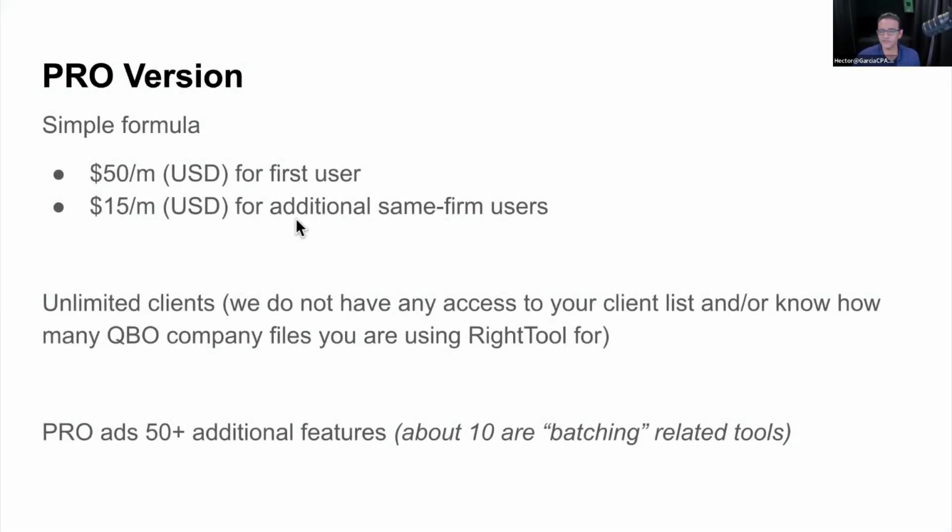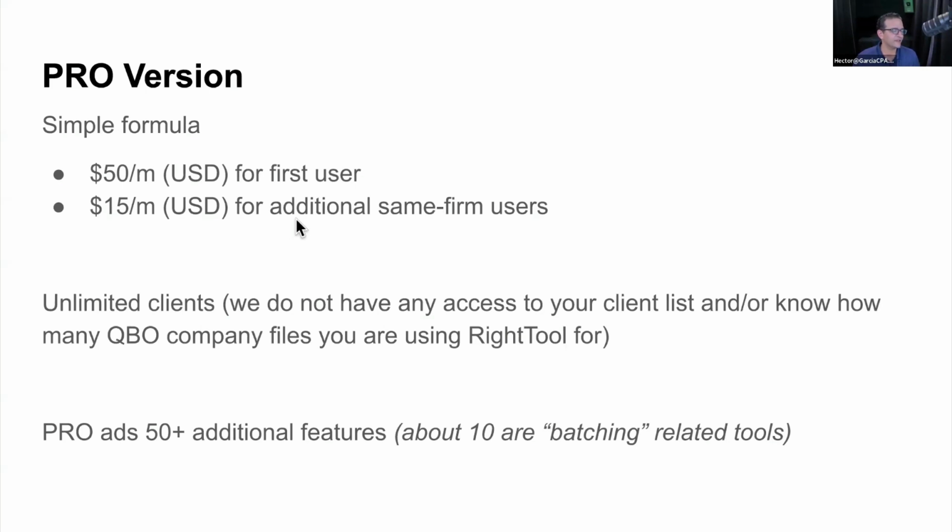Then for the pro versions, a simple formula for now is $50 a month USD for the first user, plus $15 for each additional firm user. I always have to say 15. It needs to be the same firm, so usually we take a look and make sure it's the same domain name.